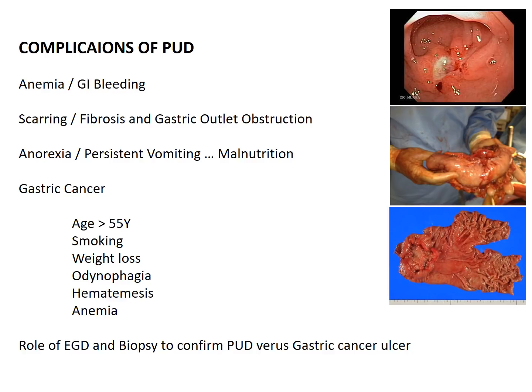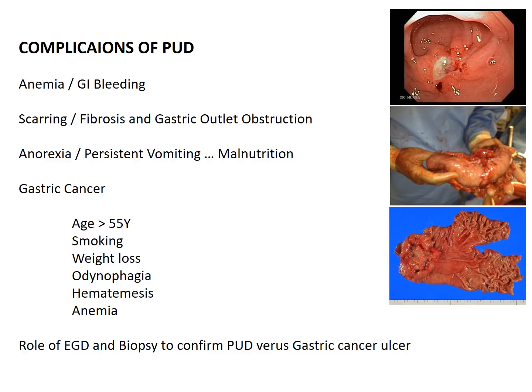So complications of peptic ulcer disease: obviously GI bleeding can lead to anemia. GI bleeding can lead to hypovolemic shock. The ulcer, as it heals, can lead to scarring and fibrosis, which can lead to stomach outlet obstruction or proximal duodenal obstruction. Peptic ulcer disease can lead to anorexia, persistent vomiting, and eventually malnutrition. And peptic ulcer disease can also lead to gastric cancer.